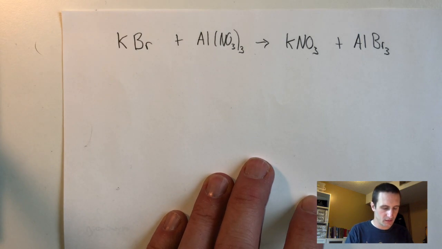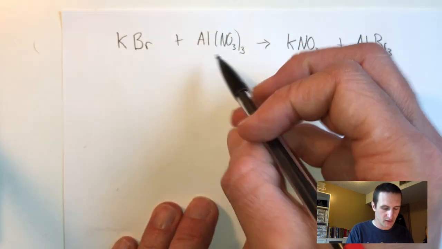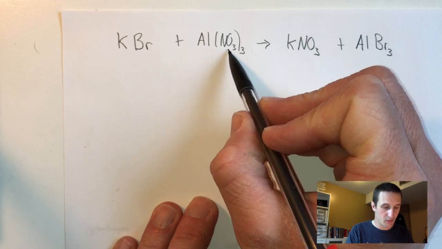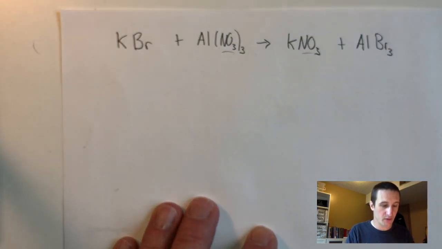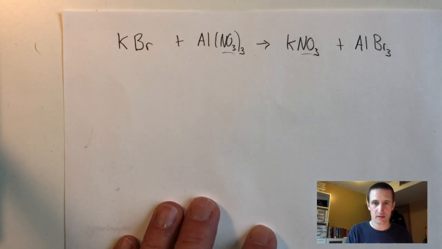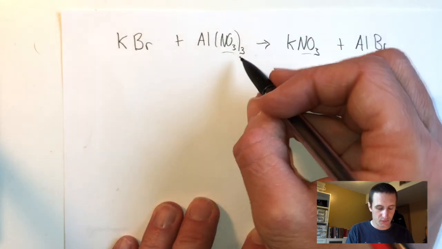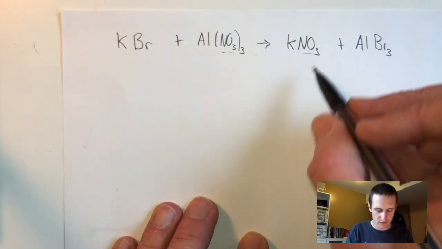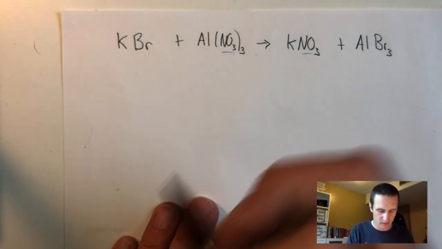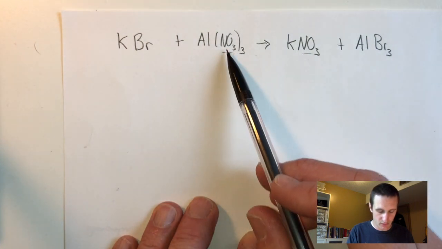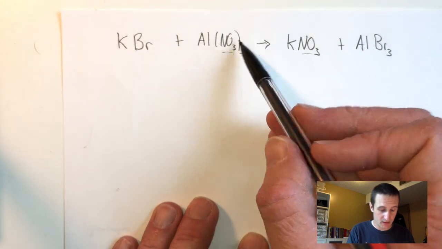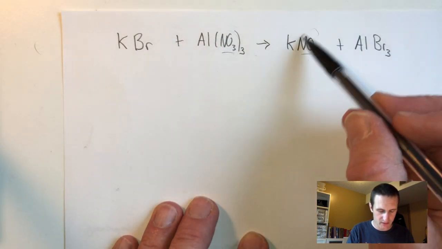So we've got KBr and then Al(NO3)3. And again, this is that group of atoms. This is a polyatomic ion, nitrate, as its name. And so I can balance the nitrate as a group. I don't need to think about the number of nitrogens individually and the number of oxygens individually. I can think of how many nitrates I have.